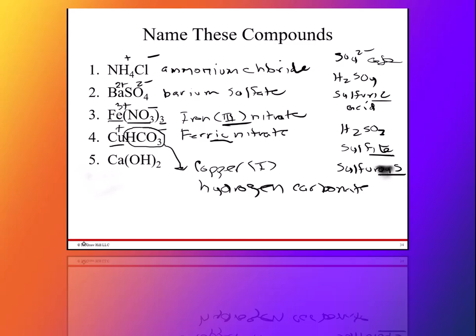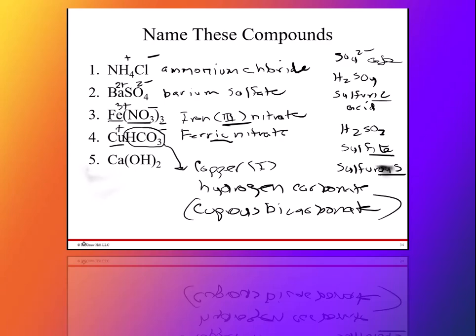Now, they probably would say bicarbonate, but if I was going to do that, I would call it cuprous, the lower charge form, bicarbonate. That would be the common name. So, either way, both of those are correct. I would say your book probably calls this copper 1 bicarbonate, but if you're going to stick with the common name, that's the whole common name.